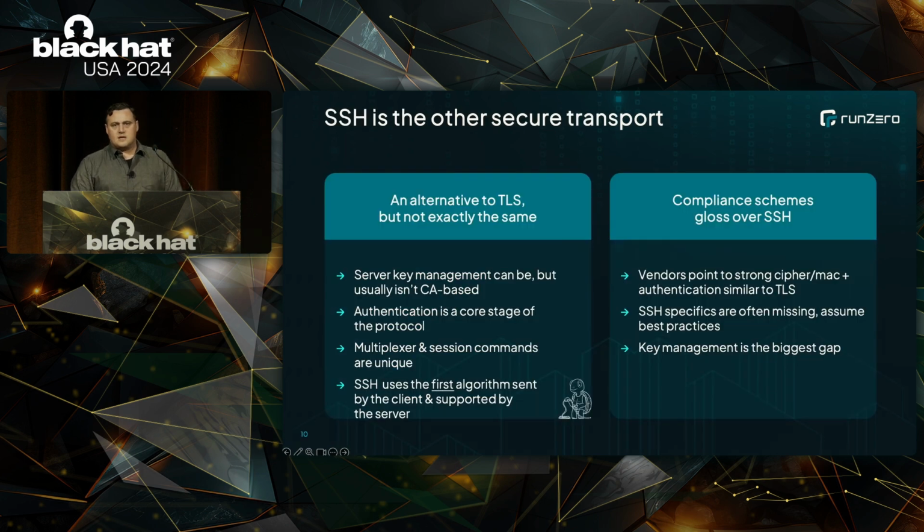What's interesting is that SSH, especially recently, has been treated more like TLS than it has before. TLS, as you know, is what makes HTTPS, secure web, work. A lot of folks are now using SSH as if it was TLS. The main differences, though, are that SSH, of course, doesn't typically have a certificate authority. While you can set up SSH certificate authorities, it's not the most common way to do it. Authentication is actually a core stage of the protocol compared to TLS, and it has a multiplexer built into it for things like channels and sessions.